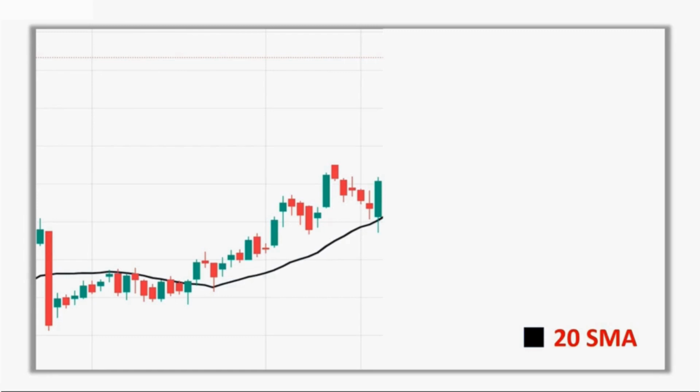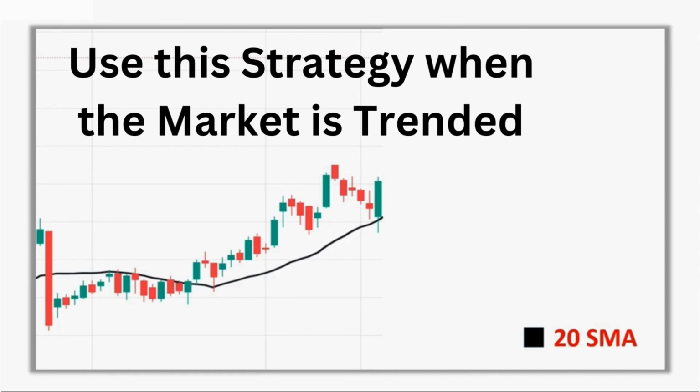Now remember that you have to use this strategy only when the market is trended. It can be an uptrend or downtrend, doesn't matter, but the market must not be sideways. It does not work when the market is sideways, and so I suggest you avoid using this strategy in a sideways market.